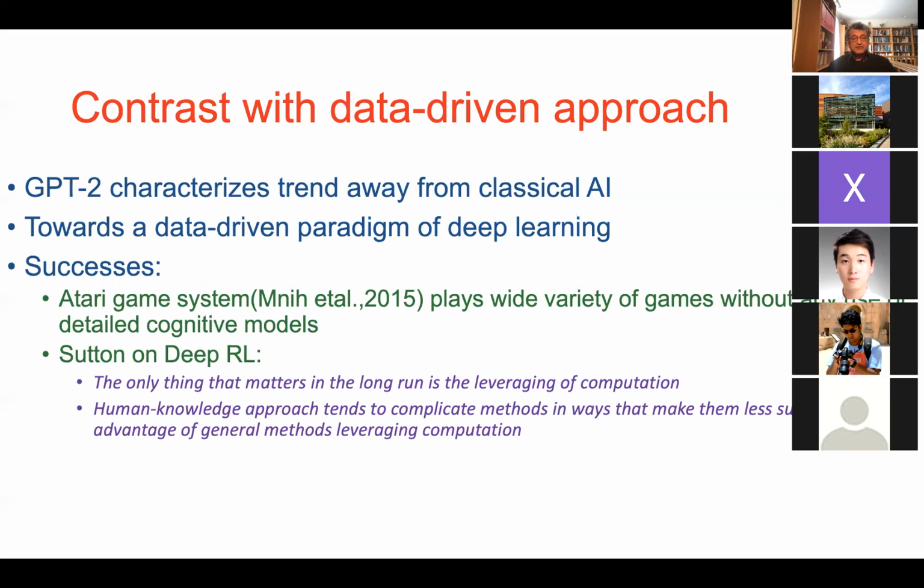Contrast with the data-driven approach. GPT-2 characterizes a trend away from classical AI to a data-driven paradigm of deep learning. The success has been that an Atari system plays a wide variety of games without detailed cognitive models. And deep reinforcement learning folks say the only thing that matters in the long run is leveraging computation, and human knowledge tends to complicate methods, against the advantage of general methods leveraging computation. So they're fully bowled over by deep learning in the reinforcement learning community.